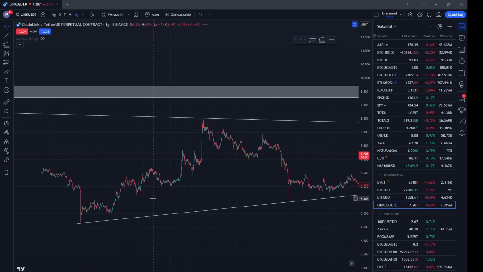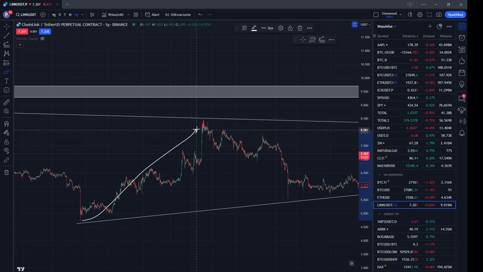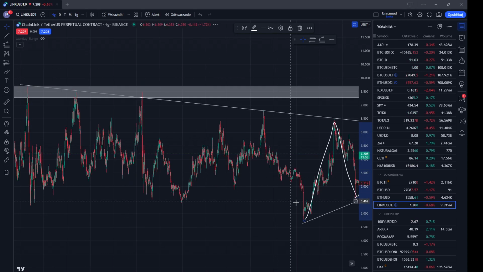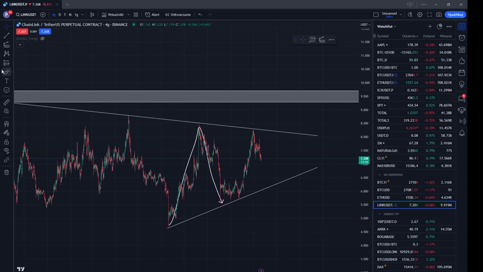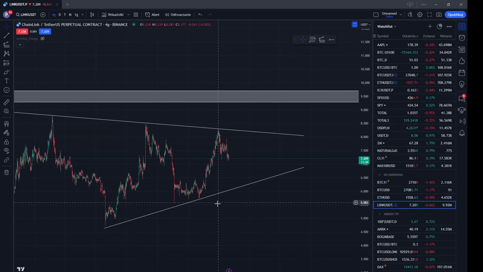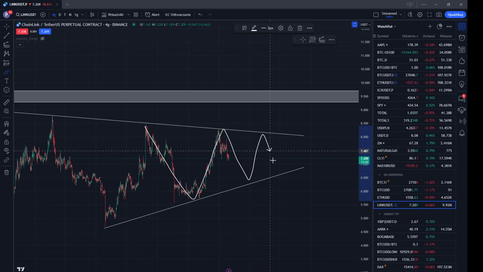What I'm seeing here is this was probably our wave A. This is our B, maybe. And then we should get a C that should take out this high. But maybe this wave B is not completed yet. Yeah. So maybe we get some kind of a triangle consolidation here, and then only then we break through this descending trend line.